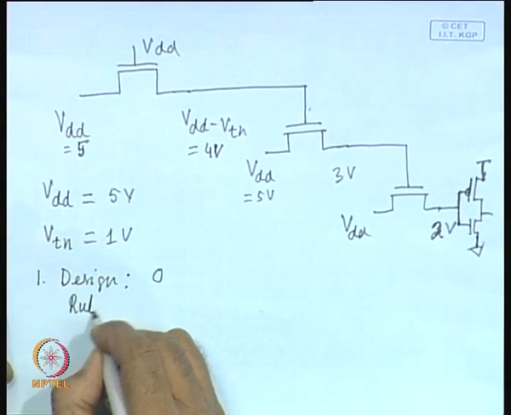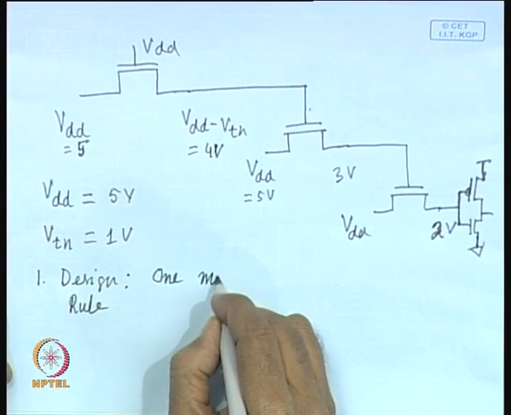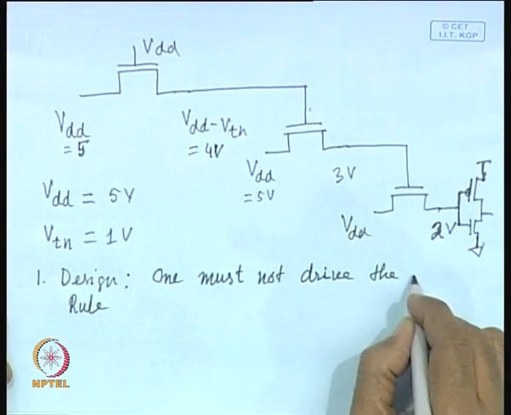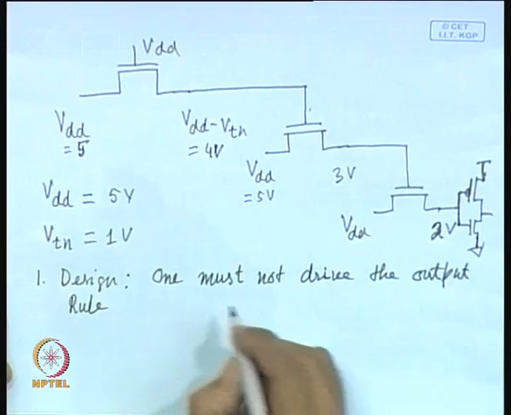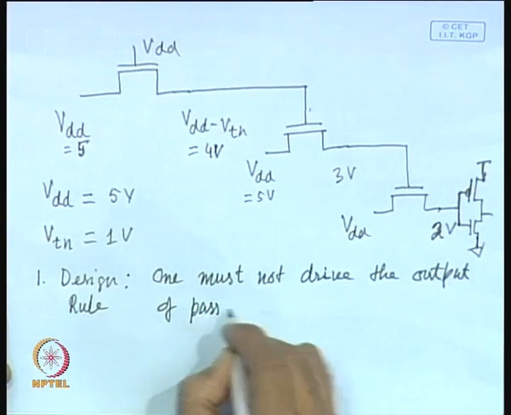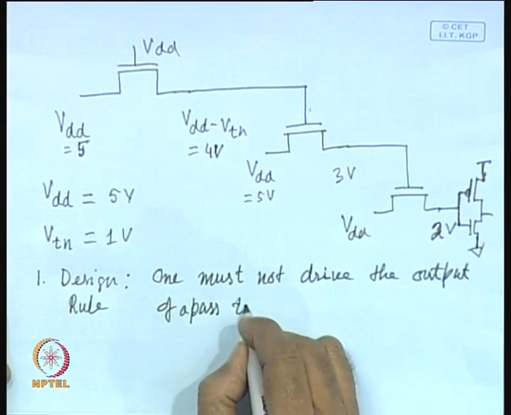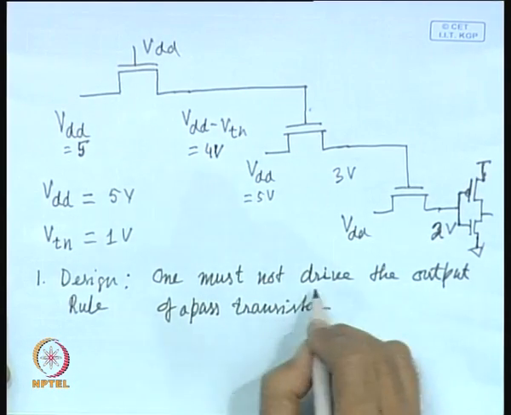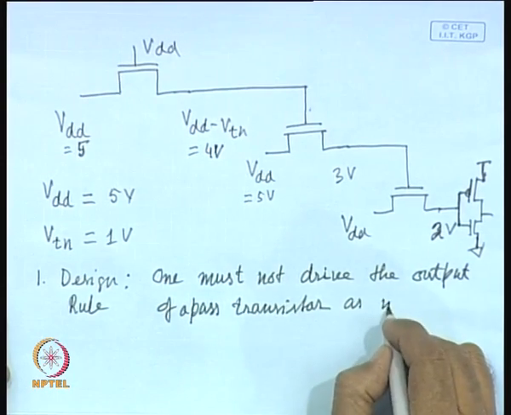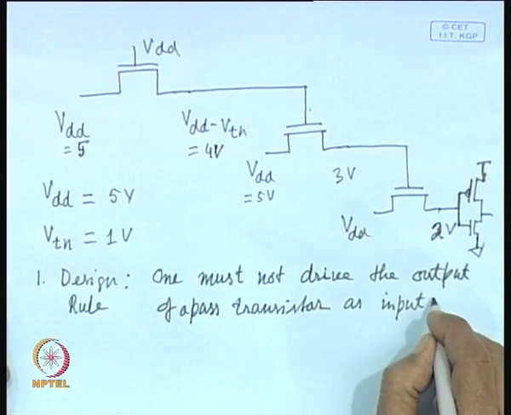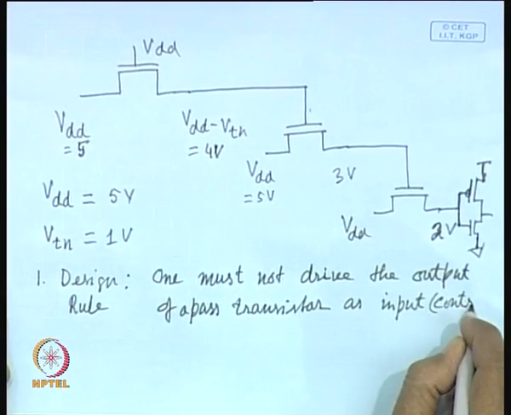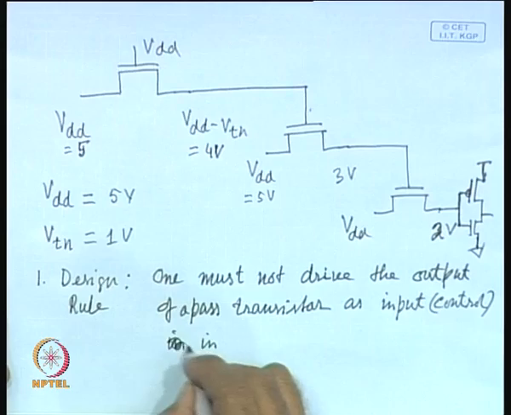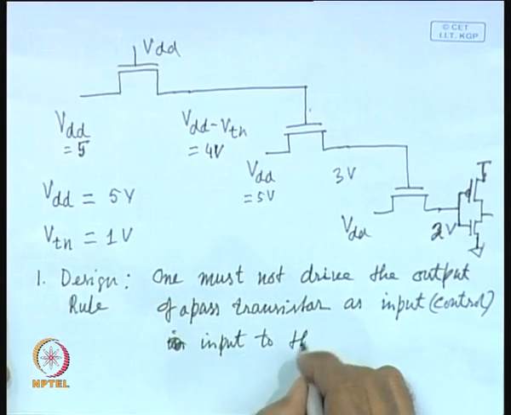So, this is the design rule: one must not drive the output of a pass transistor as input, rather control input, to the next stage.